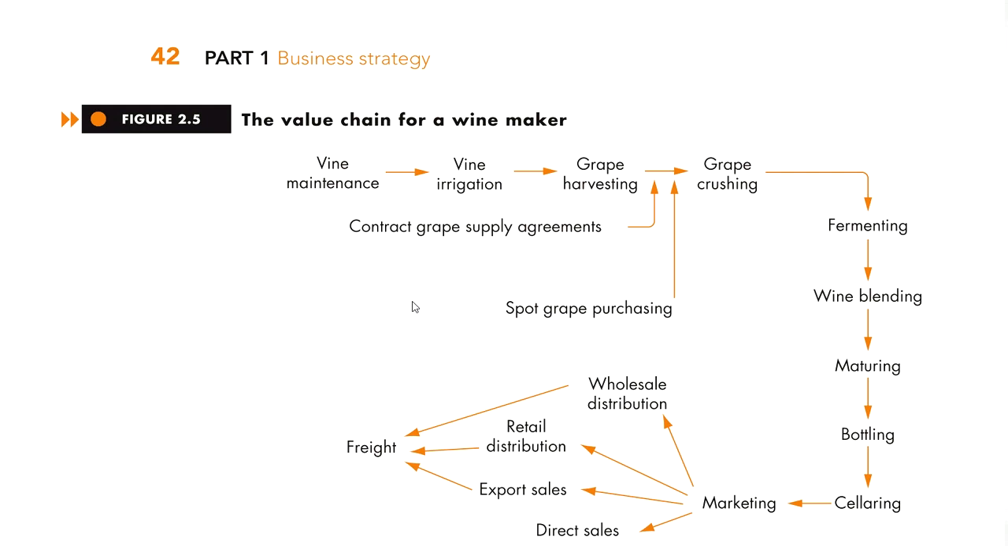And let's look at a value chain of a winemaker, which we should all have some familiarity with perhaps. And there you have it, vine maintenance, vine irrigation, the harvesting and so on, all the way through to marketing, wholesale, direct sales from the cellar door, exports, retail, then you've got freight. So you could look at every one of these activities and see where you have or do not have a competitive advantage.